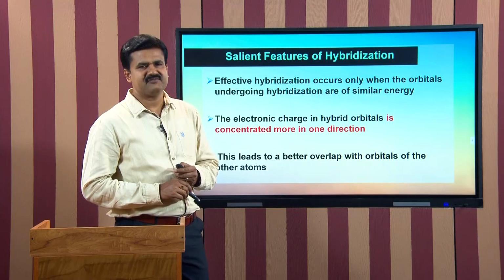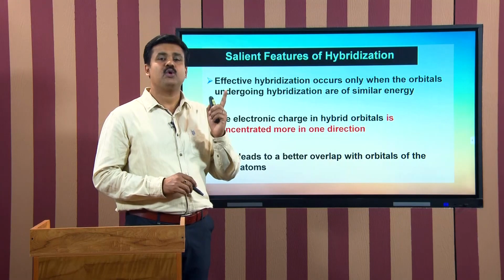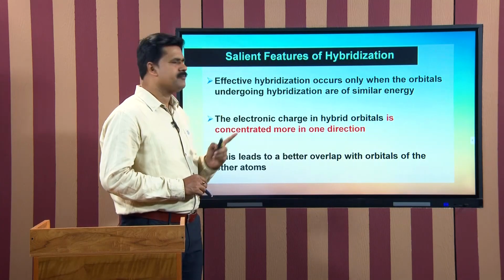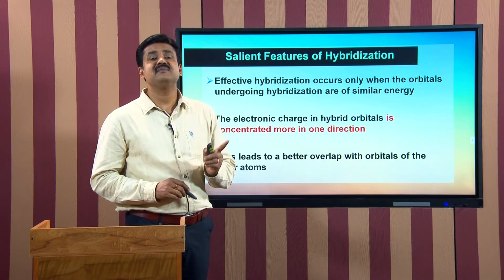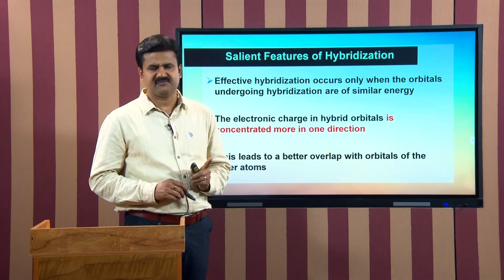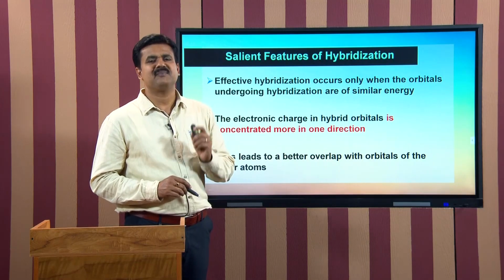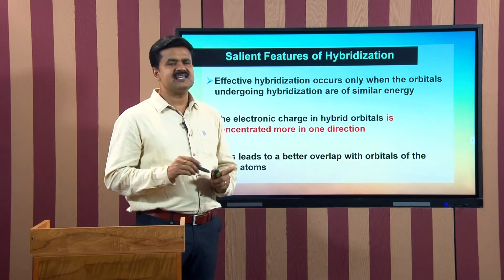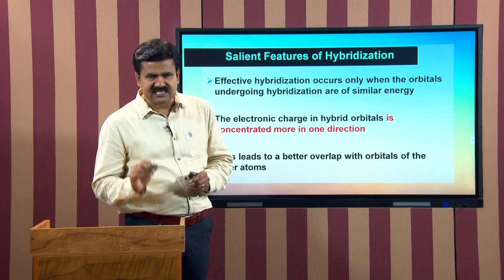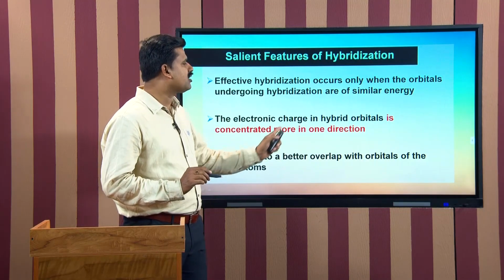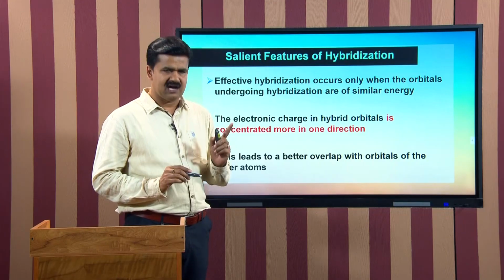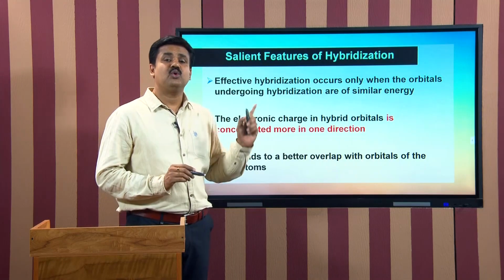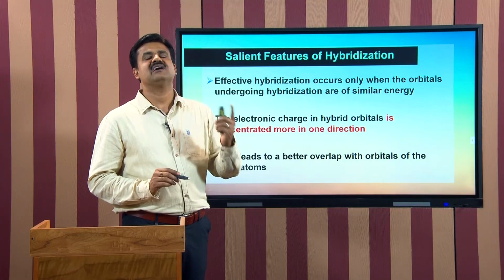We are continuing the salient features. Effective hybridization occurs only when the orbitals undergoing hybridization are of similar energy. This point is highly significant. The participating orbitals must have nearly same energy. The electronic charge in a hybrid orbital is concentrated more in one direction, and this feature leads to a better overlap with orbitals of other atoms.